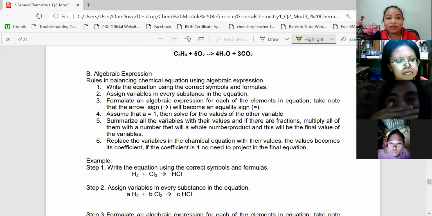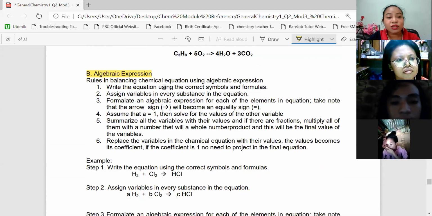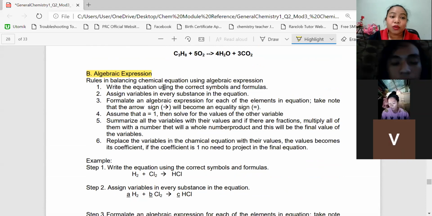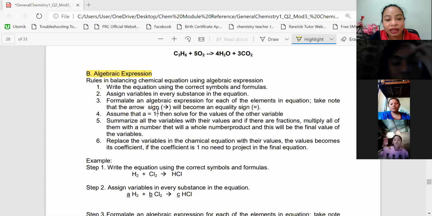Next, let's have the next one. The next way to balance a chemical reaction is through algebraic expression. So the first step, write the equation, the same thing. Assign variables to every substance in the equation. Formulate an algebraic expression for each element in the equation. Take note that the arrow sign will become an equality sign. So whatever is on the left of the arrow sign is also on the left of the equality sign. Summarize all the variables and then replace.